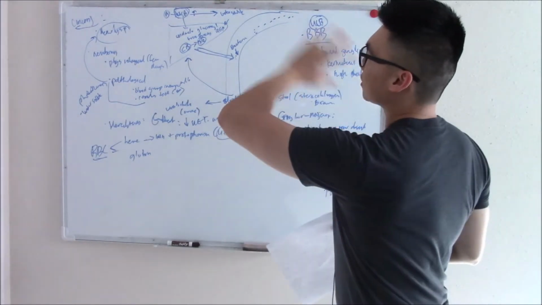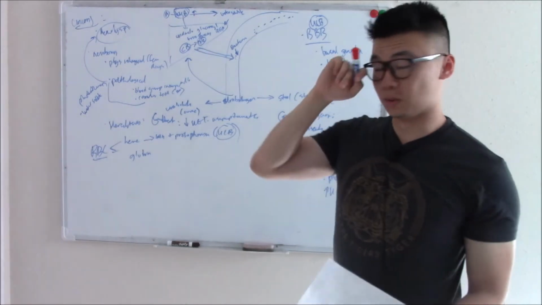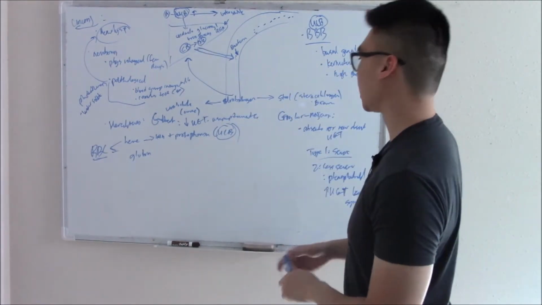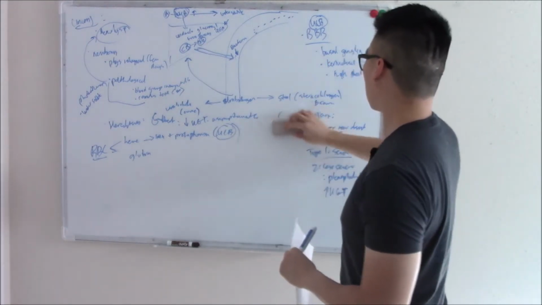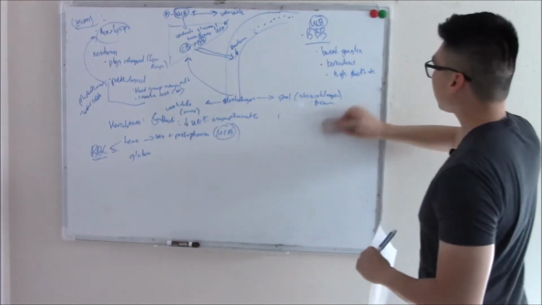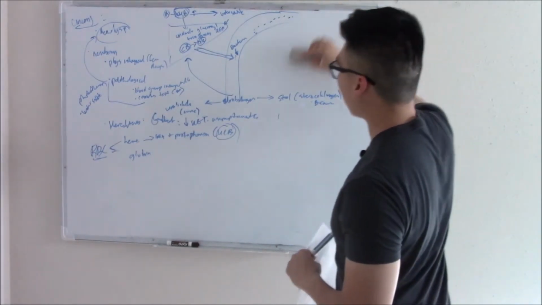These are all causes of increased unconjugated bilirubin. Now let's talk about what can cause conjugated bilirubin. Conjugated bilirubin. So just remind me of the pathway.